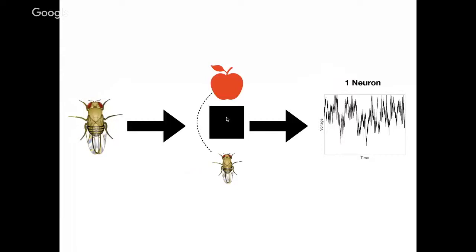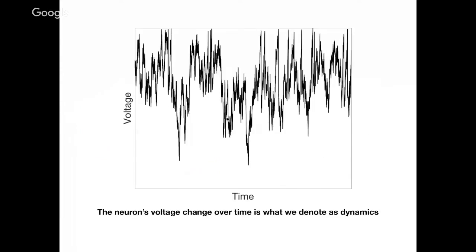As you see, the voltage is changing over time. It's not always stagnant. It always has some variation associated with it. This is what we define as dynamics. So the term dynamics, in the scope of this presentation, denotes the neuron's voltage change over time.